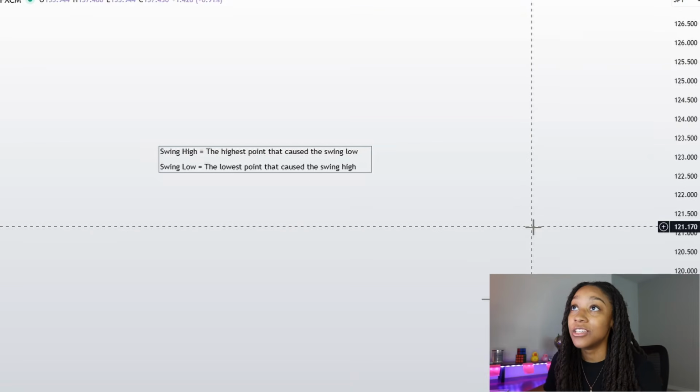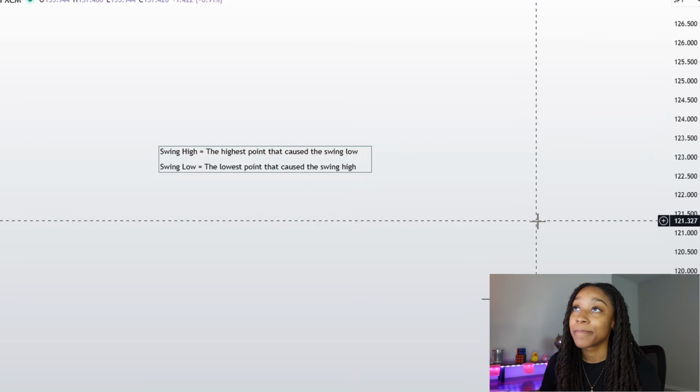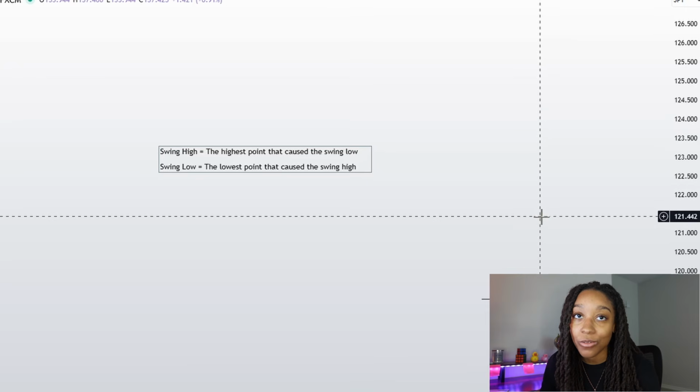That's also bringing me into my next section, right? Before we can determine what's the next swing low and what's the next swing high, we first need to understand the official definition of a swing high and swing low. So in the most simple terms, I broke down the definition of a swing high, swing low. In my definition, a swing high is the highest point that causes the swing low, right? And a swing low is the lowest point that causes the swing high.